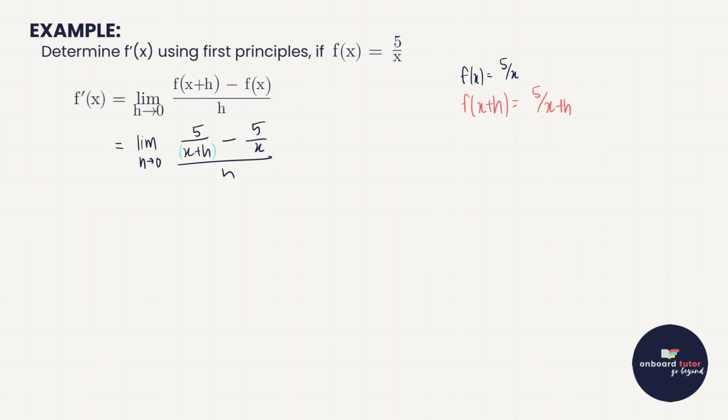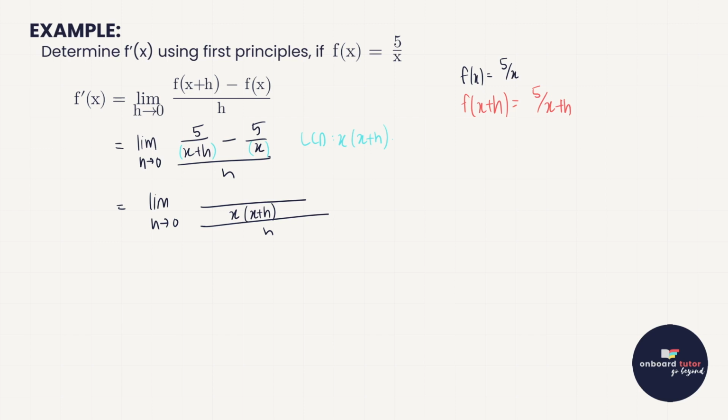Okay, so there's one thing. Let's make the LCD x times x plus h. So that's now going to be limit as h tends to 0. All of it's going to be over h, but this denominator here, x times x plus h.